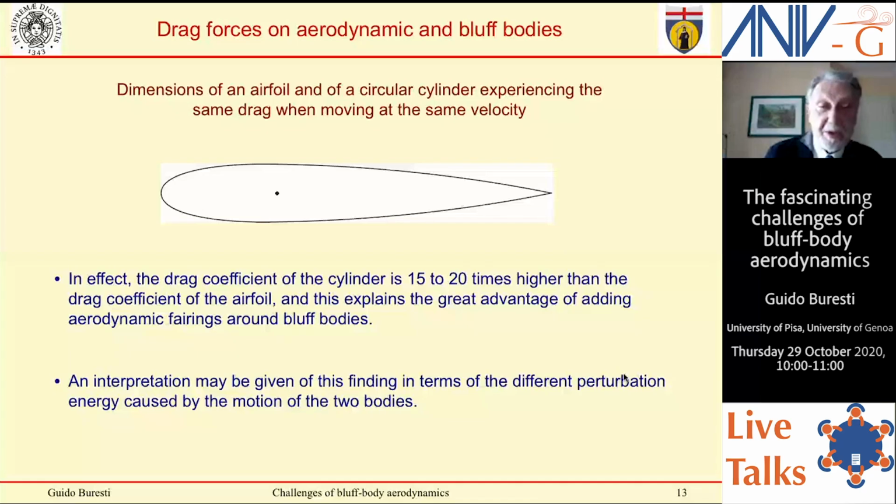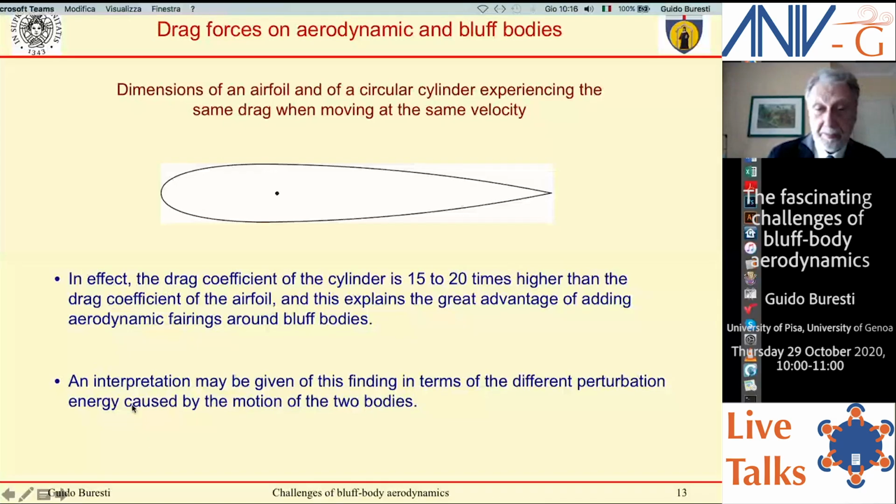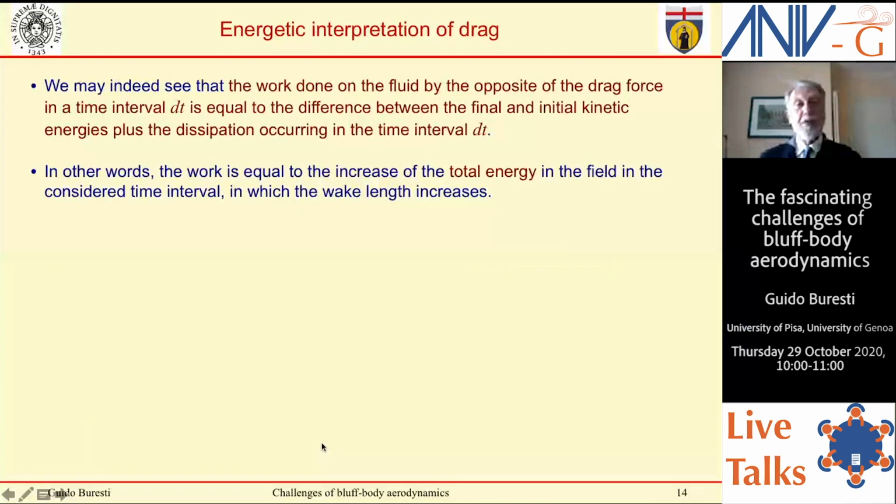And we may interpret this difference in terms of perturbation produced by the motion of the bodies on the flow. And indeed, the work done on the fluid by the opposite of the drag force in a certain time interval is equal to the increase in total energy in the field. It means the increase in kinetic energy and internal energy due to the dissipation. And obviously, in this case, you understand that the drag is connected to this perturbation energy.